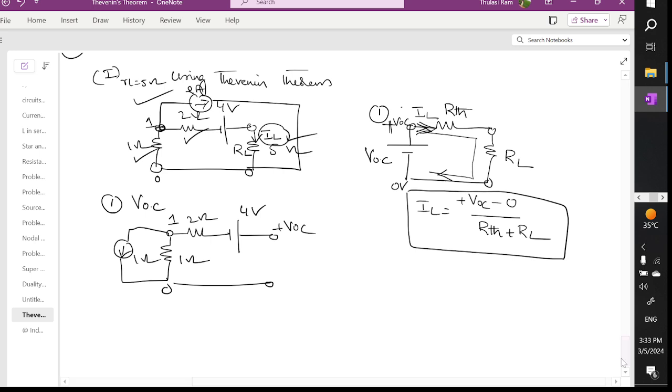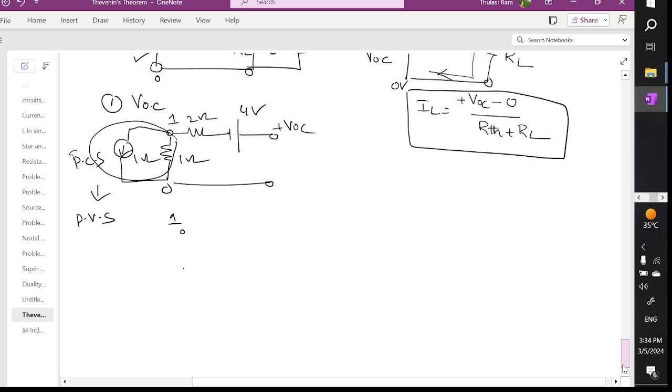Let's try to reduce it. I'm going to apply source transformation. This is a practical current source, and we convert it into a practical voltage source. Between 1 and 0, you can see here, you have one resistor, this is 1 ohm, and the current is flowing down. So this will be the negative terminal and this will be the positive terminal.